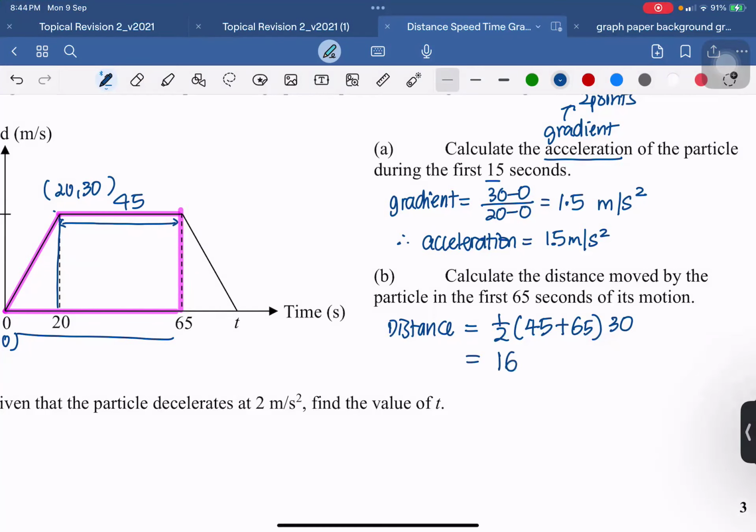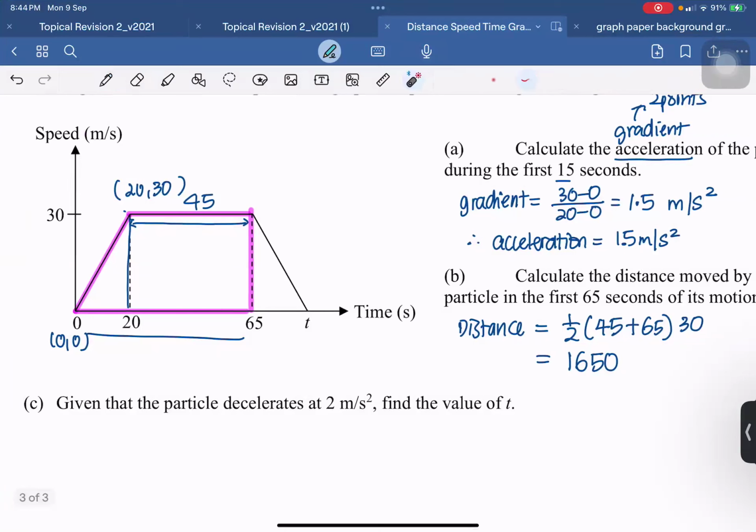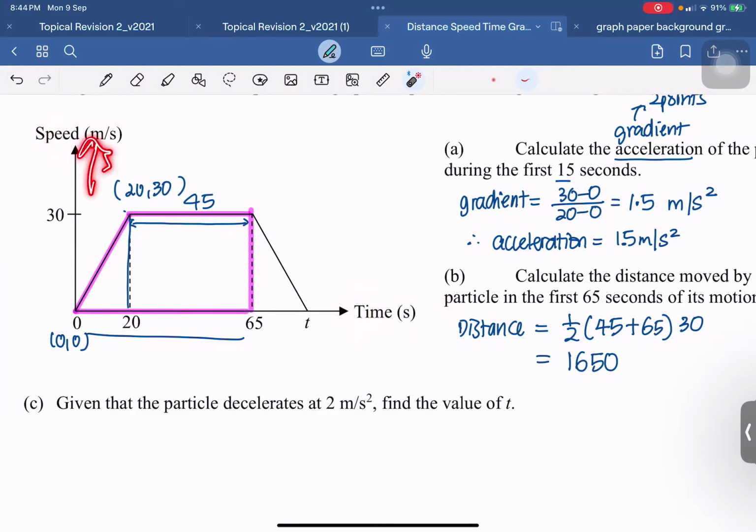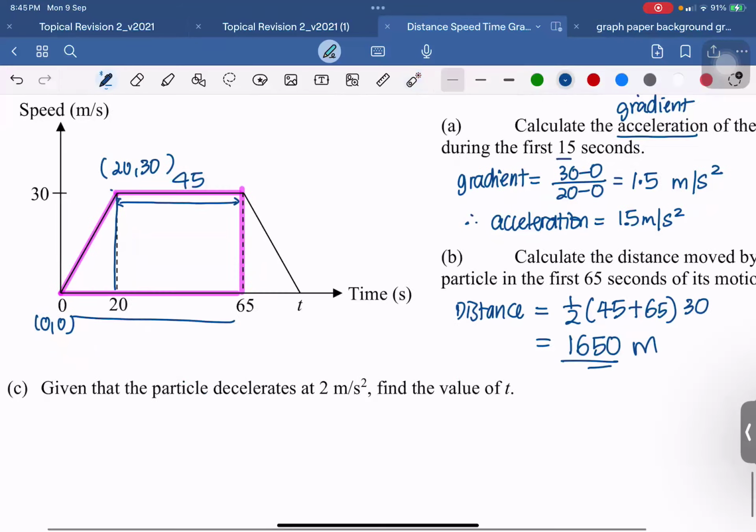1650. Thank you very much. But what is the unit? Speed times time. Per second. Speed, distance. I'm looking for distance. Speed times time. Seconds. Second, you say is the unit for distance or not? Okay, meters. So the distance is 1650 meters. Can? Yes. Alright, good.